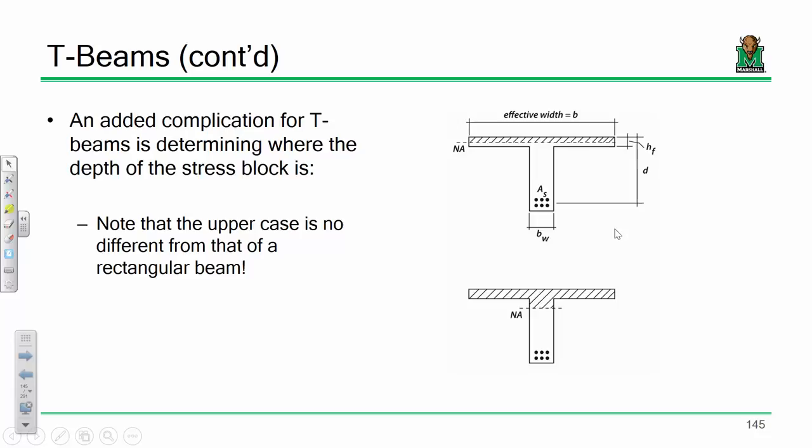It doesn't really change anything moving forward. So that's one complication, but the real added complication for T-beams is this, okay? The idea that you have a stress block that is either rectangular or T-shaped. And if it's T-shaped, determining the depth of your stress block, such that C equals T, is a little different. And then actually determining your moment capacity is a little different. So we've got to be kind of careful on how we do that.